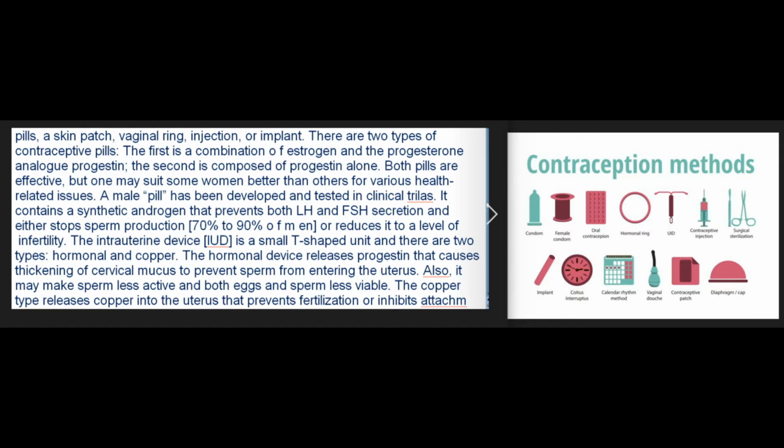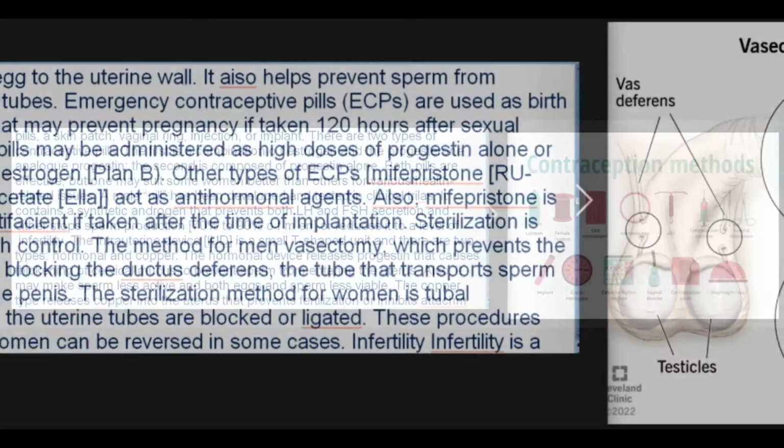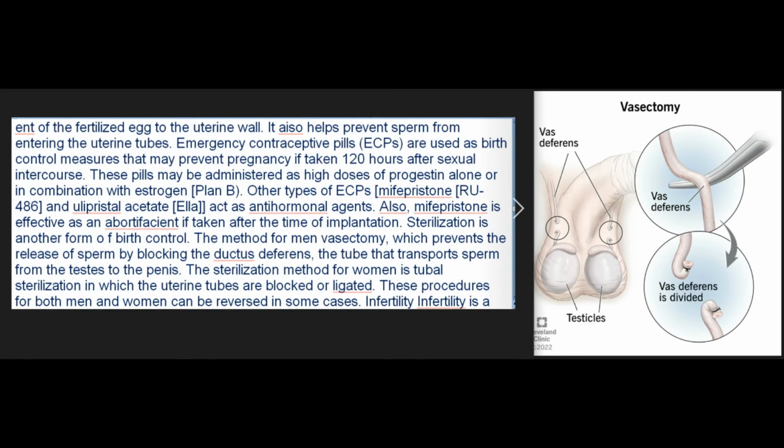The intrauterine device, IUD, is a small T-shaped unit and there are two types, hormonal and copper. The hormonal device releases progestin that causes thickening of cervical mucus to prevent sperm from entering the uterus. Also, it may make sperm less active and both eggs and sperm less viable. The copper type releases copper into the uterus that prevents fertilization or inhibits attachment of the fertilized egg to the uterine wall. It also helps prevent sperm from entering the uterine tubes.